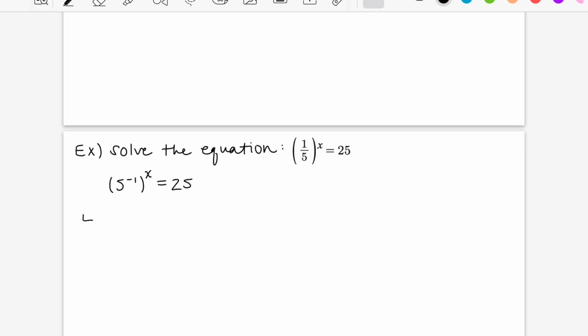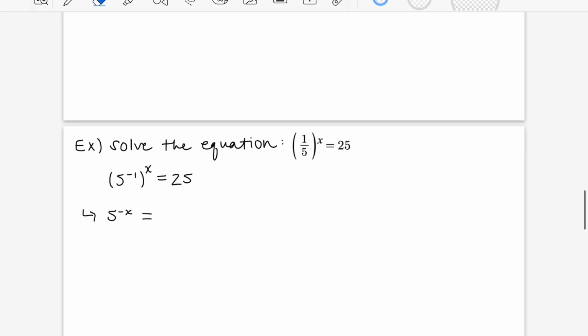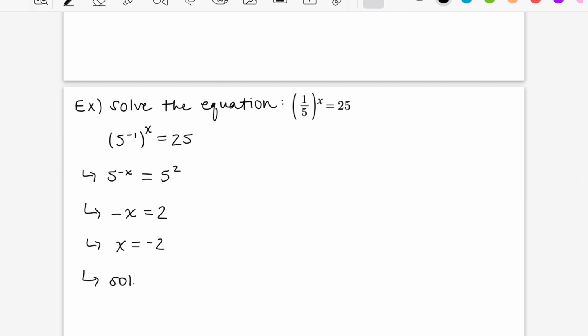All right, now with our properties of exponents, we know again that this x and negative 1 are going to multiply, so we'll just get 5 to the power negative x is equal to 25. And then we'll rewrite this 25 as a power of 5. We know that 5 squared is equal to 25. Doing so, now our bases are equal, so we can set our exponents equal to each other. We'll get negative x is equal to 2. And solving for x by dividing by negative 1, we'll get x is equal to negative 2. And so our solution set is going to be negative 2.